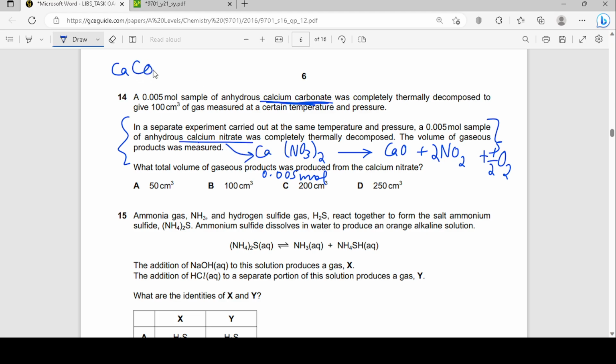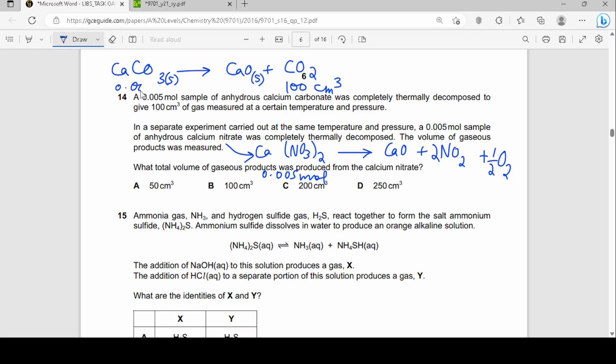Okay, but for the first part, you have CaCO3 giving you CaO plus O2, and just check if it's balanced. And it is balanced. You have three oxygen on the left hand side and the right hand side. But it should be CO2, right? Because we have carbon as well. Yeah. So now we have 100 cubic centimeters of gas, and that gas is completely just going to be carbon dioxide because CaO exists as solid and CaCO3 is also solid, right? So the gas is completely just carbon dioxide, right?